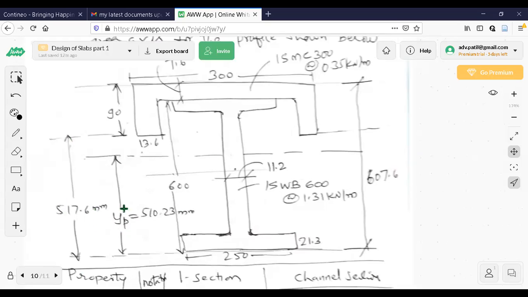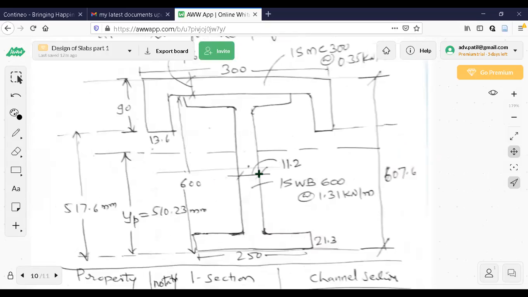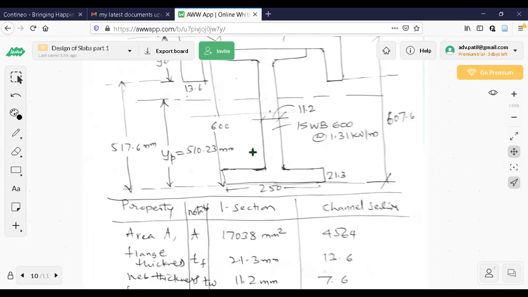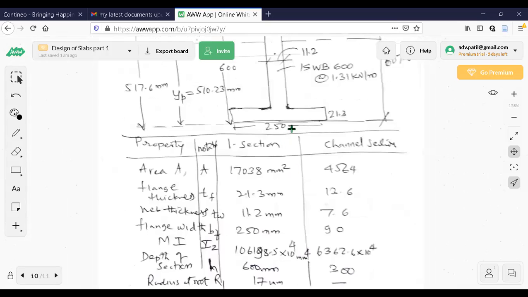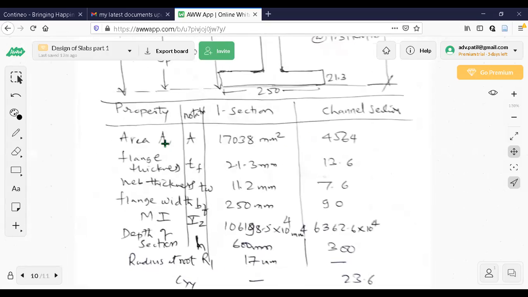This calculation is YP, equal area axis, YP. For what value of YP, area on either side of this line are equal. That is A by 2. Now observe this one here. So see, using these two sections, you have to tabulate the values: property, I section, channel section. So it is your job.